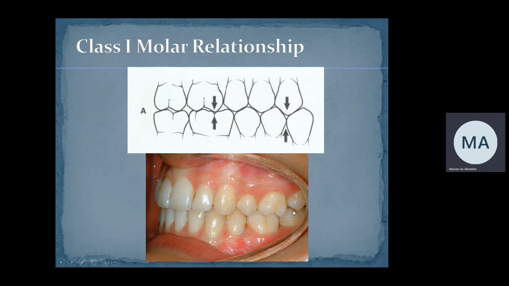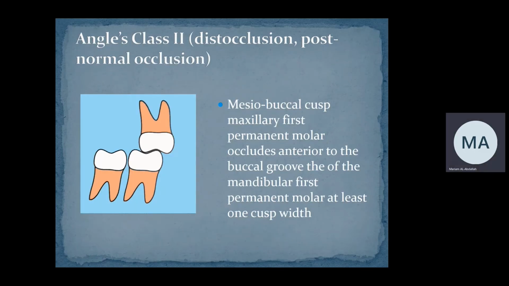Nothing about the slopes like Andrews did. Okay, this is a very simple anterior-posterior relationship between the upper and the lower first permanent molars. If the mesiobuccal cusp of the upper sixth occludes anterior to the buccal groove of the lower, then this is what we call class 2 molar relationship.